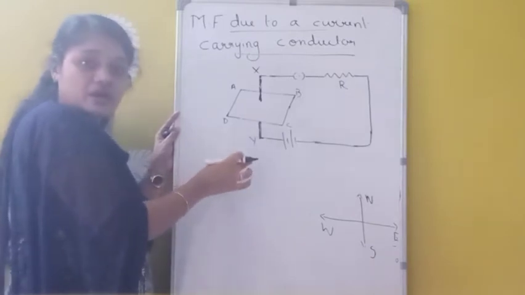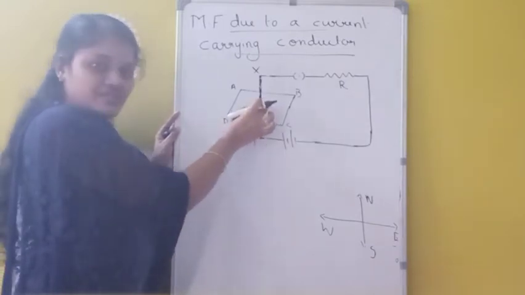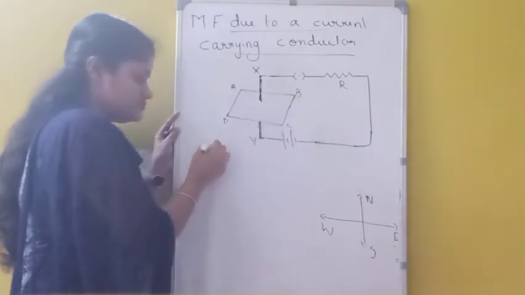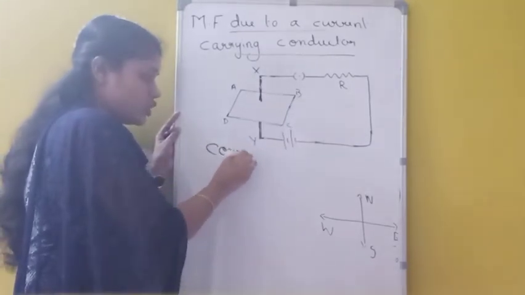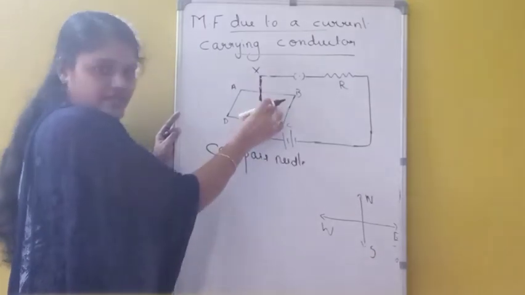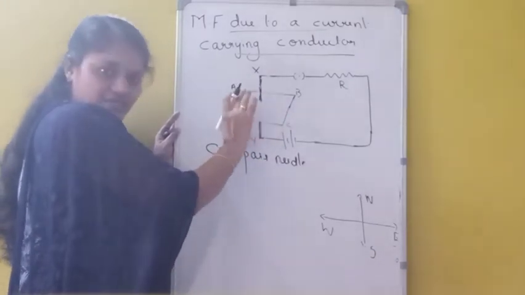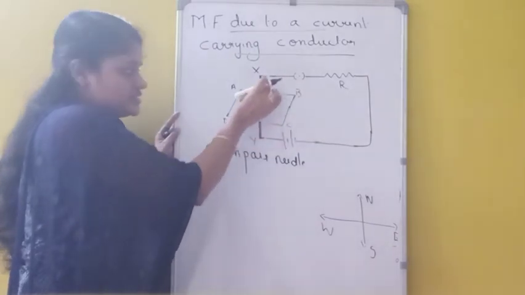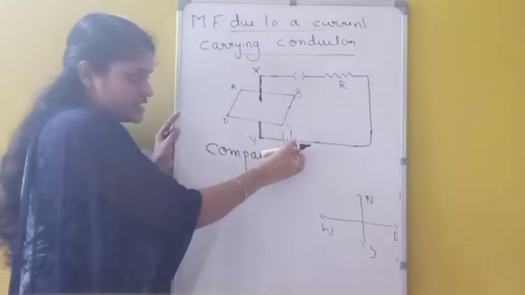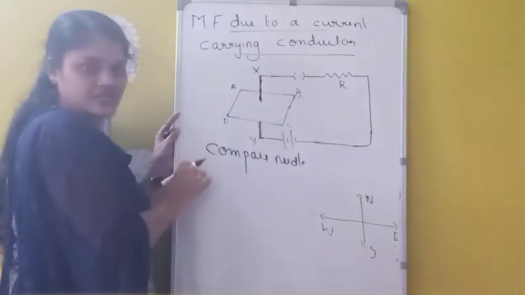Then how will you identify whether this conductor is behaving as a magnet? We can keep a compass needle near to this conductor. If the needle is deflecting, that shows that this conductor is behaving as a magnet. So whenever current is passing through the conductor, this conductor will behave as a magnet.